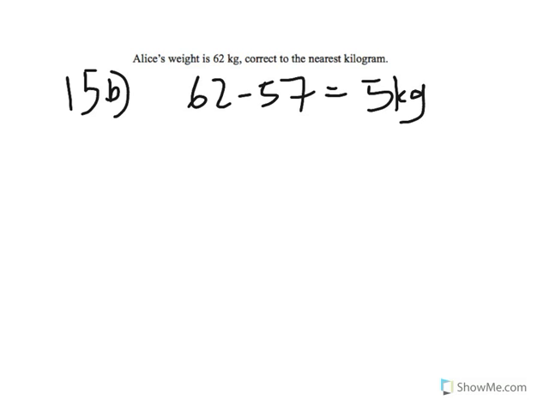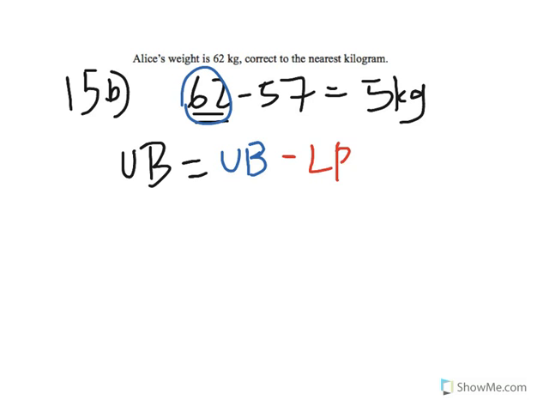So if you were going to find the upper bound in subtraction, all you would need to do is take the upper bound of the first number and subtract from it the lower bound of the second number. So you get a higher number, right? Because if you subtract a smaller number from a bigger number, you're going to get a higher number.